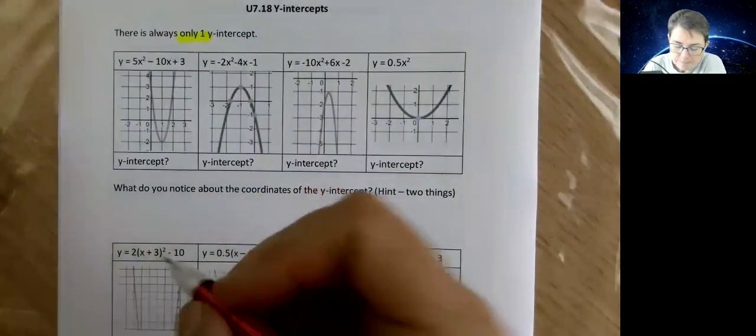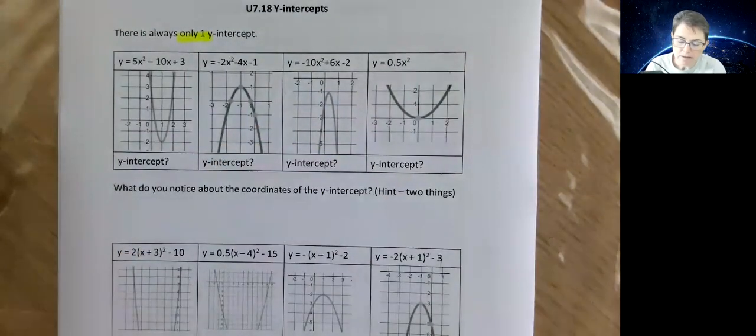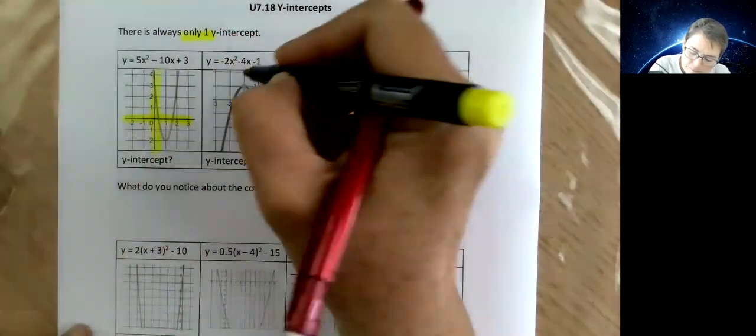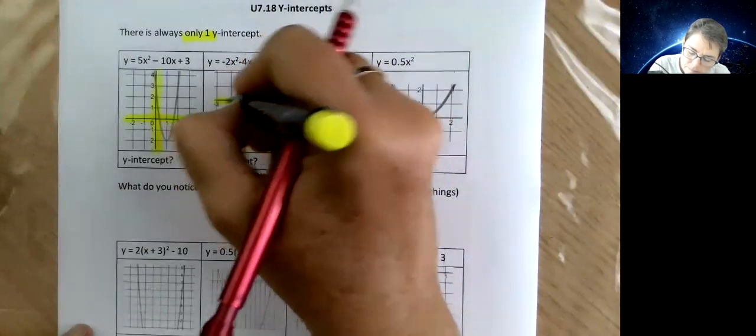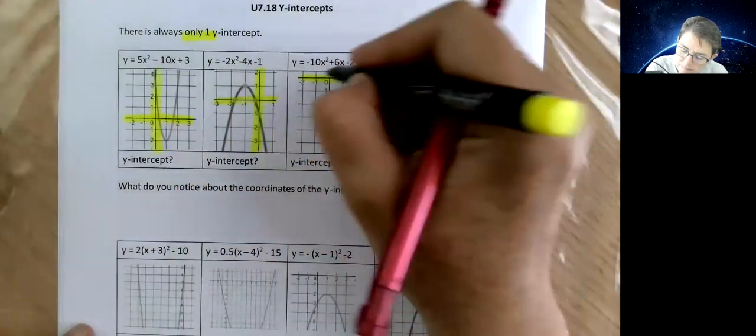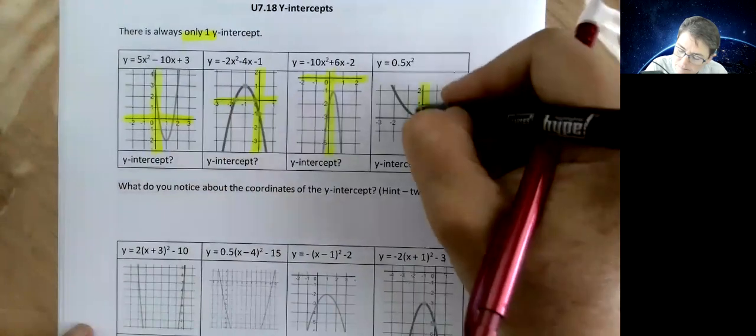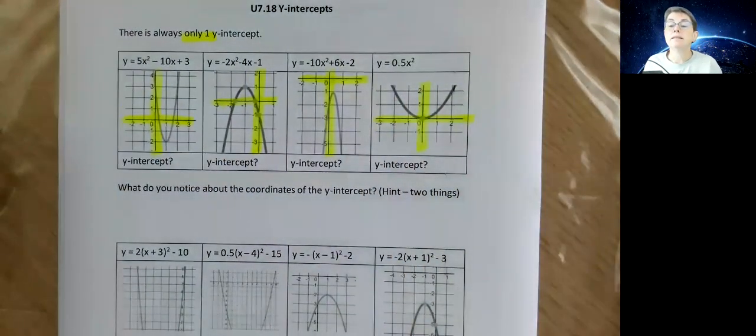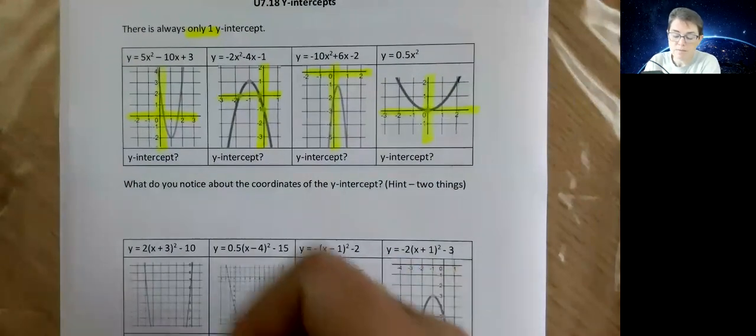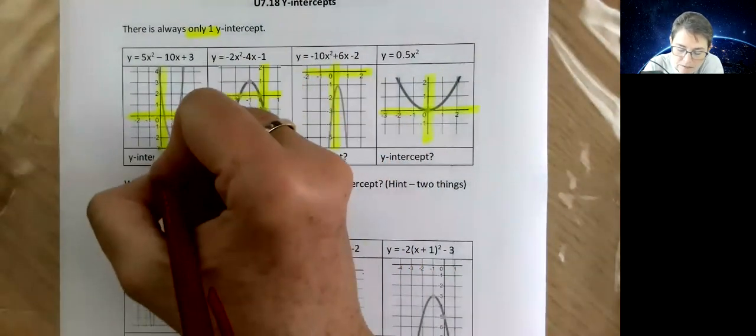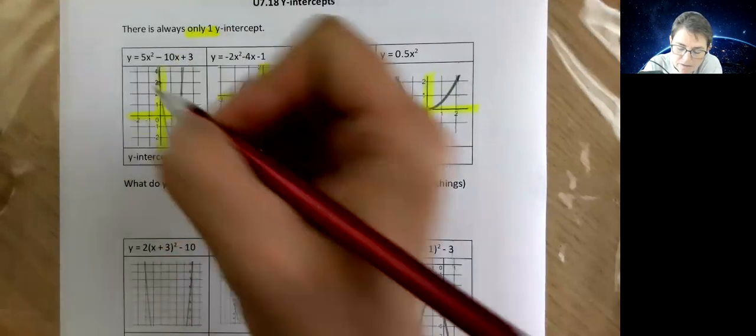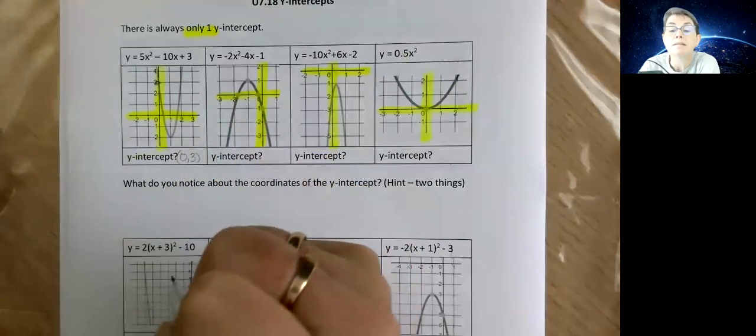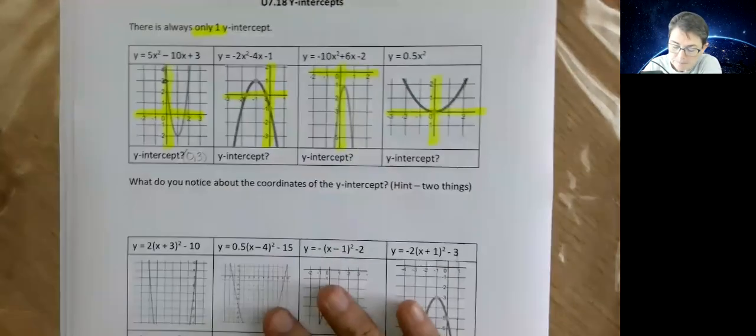All right. So you could also, if you don't like the graphs, highlight the axes so it's easier to see. Okay, so we want to know where it crosses the y-axis. So that's this one, and there's my graph. So that's going to be (0, 3). Don't be lazy. Intercepts are always points.